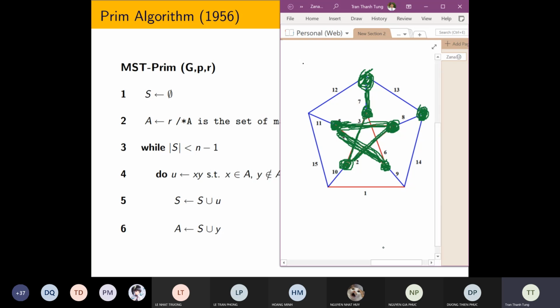Now again, 8 is the smallest, so I take 8, then 9, 10, and 1. After I take 9, I have the 1, and then from 1 I take 11, and that's it. Get it? Is it clear, everyone?